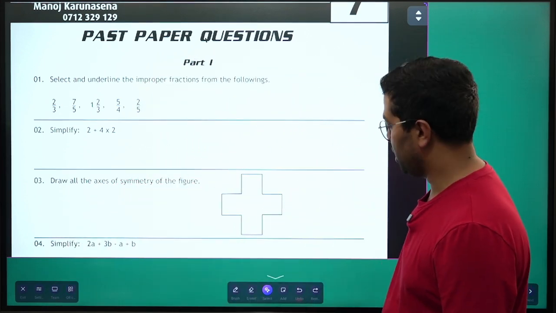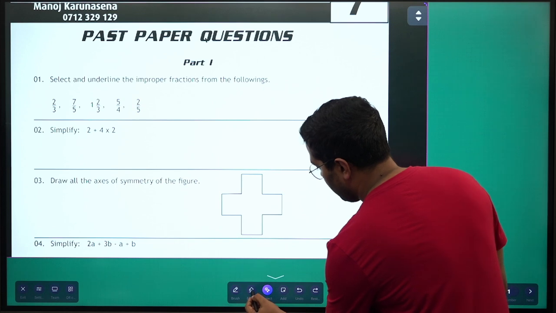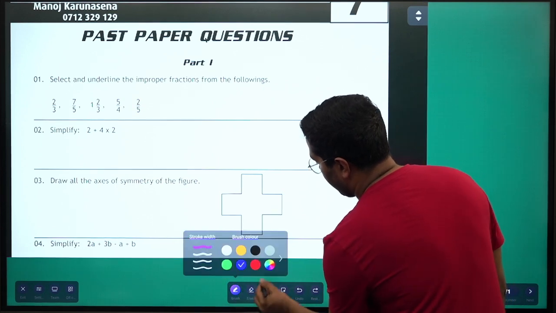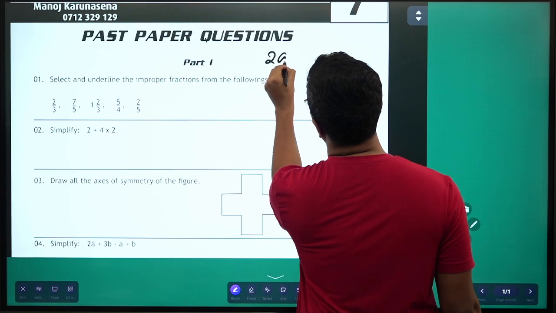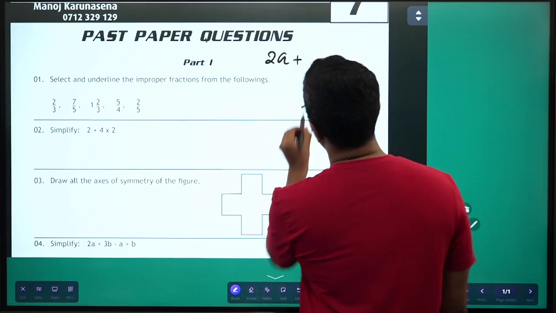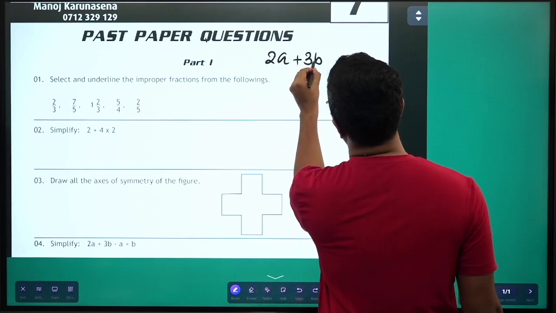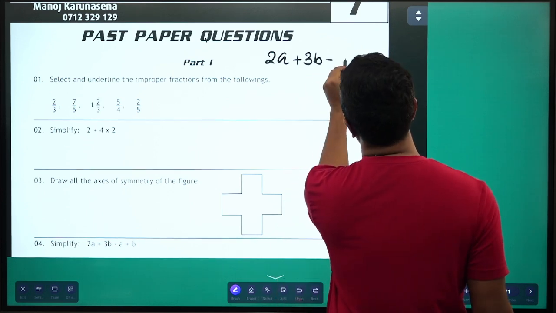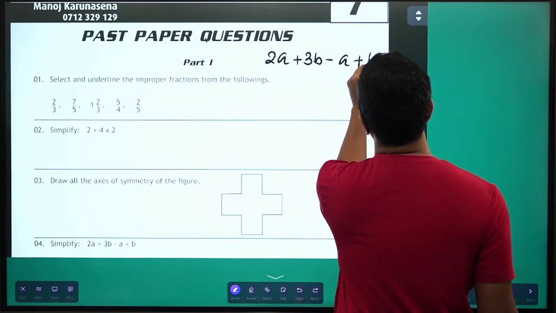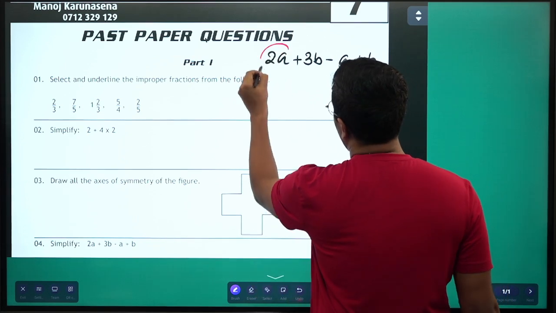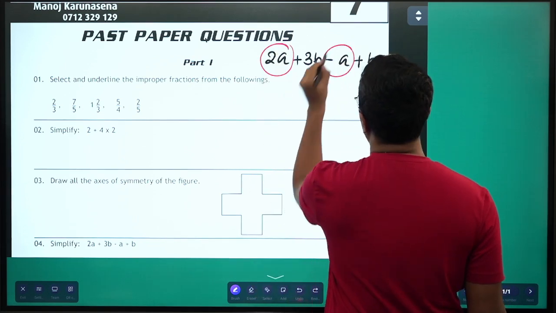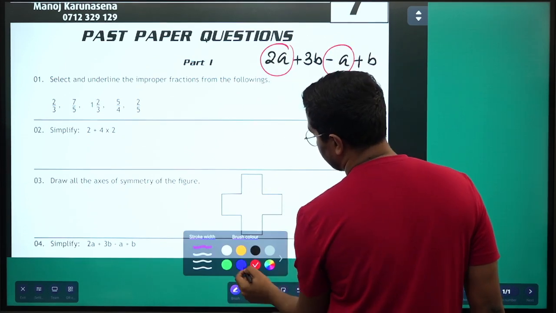Okay. Question number 5. Right. What is the question? Simplify. So we have 2a plus 3b and then minus a and then plus b. Shall we take the like terms together? 2a minus a. They are called like terms.